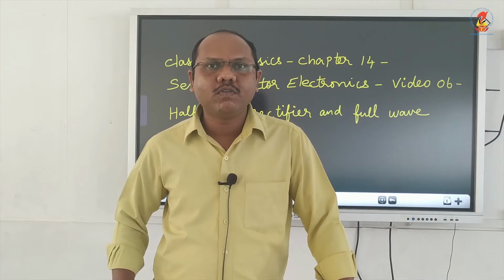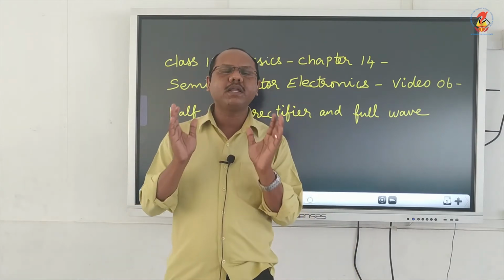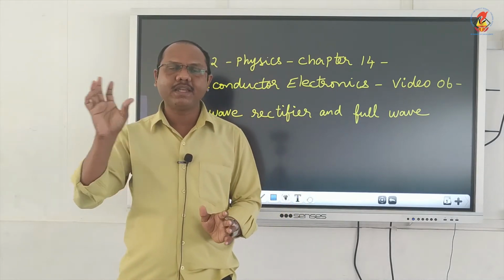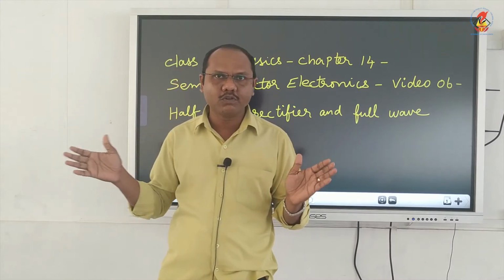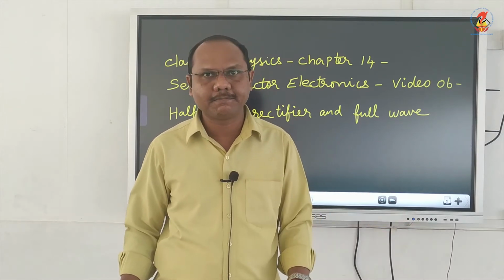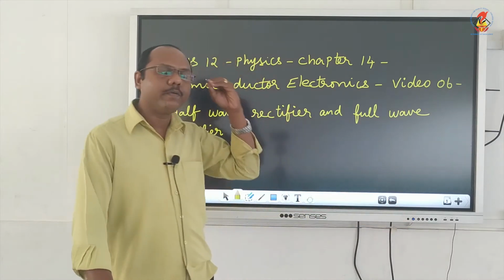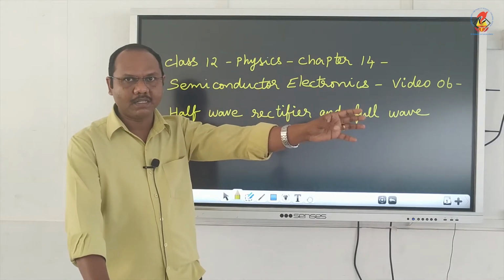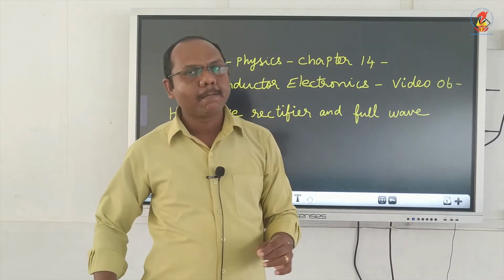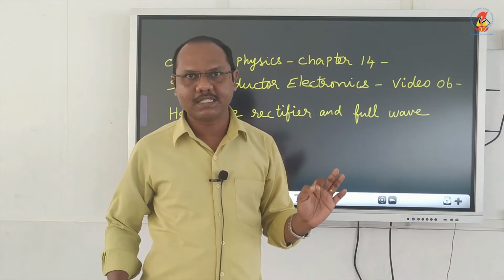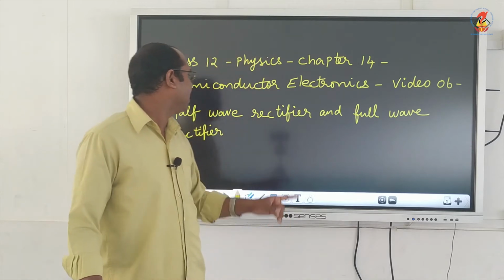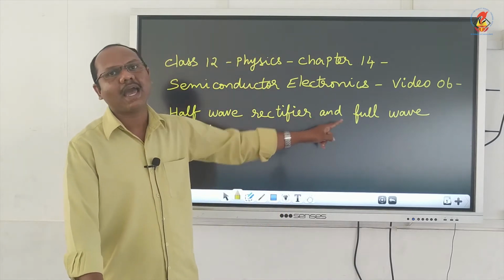In the last video we studied that a diode will conduct only when it is forward biased and does not conduct when it is reverse biased. That was our conclusion, because in reverse bias the current is very small that we can neglect it. So making that the principle, the diode conducts only when it is forward biased and does not conduct when it is reverse biased. Using that as the principle, we can use the diode as a half wave rectifier and a full wave rectifier.